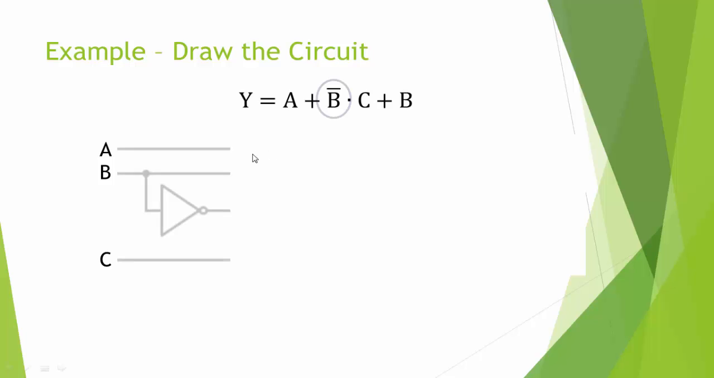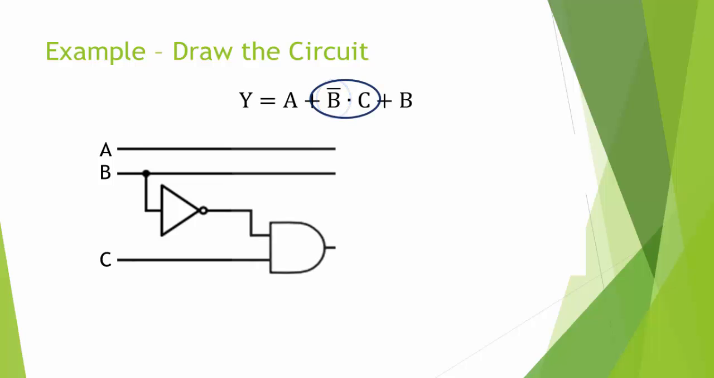So once again, we do the NOT gate first. After that, there are no brackets, so we don't do any brackets, but we recognize that there's an AND gate, so we put the AND gate in place, this being NOT B and C.